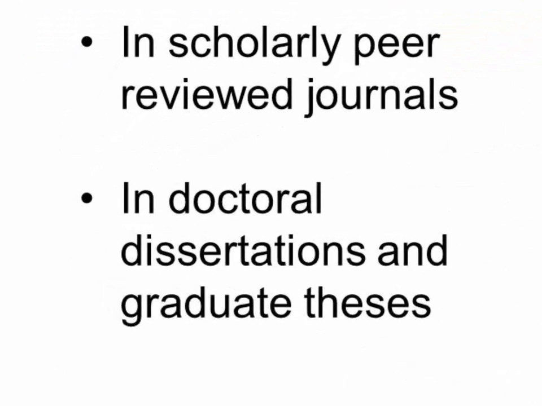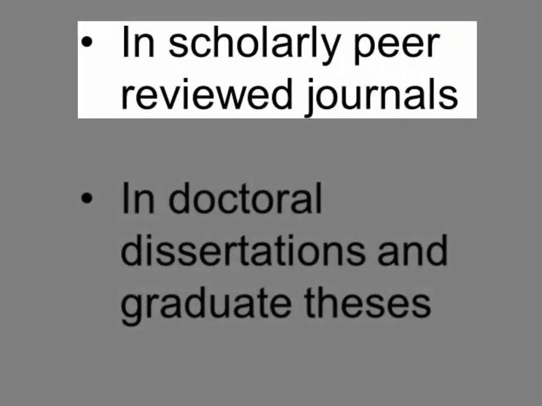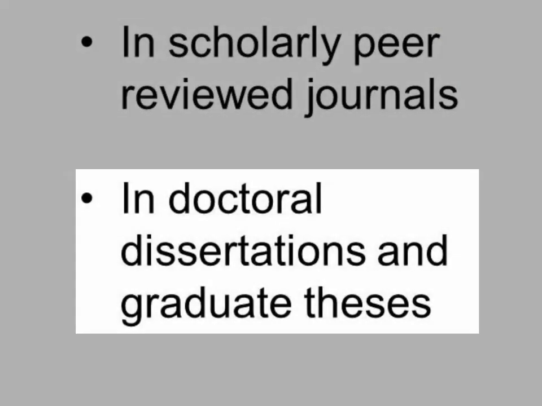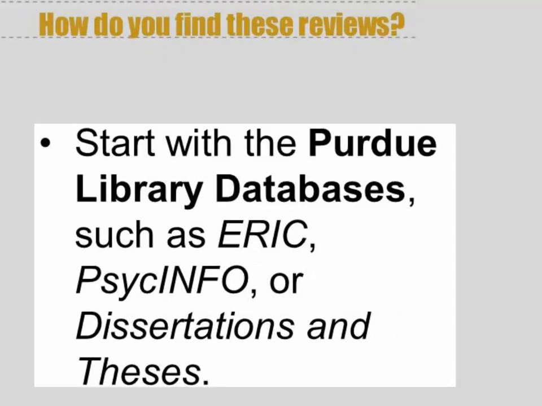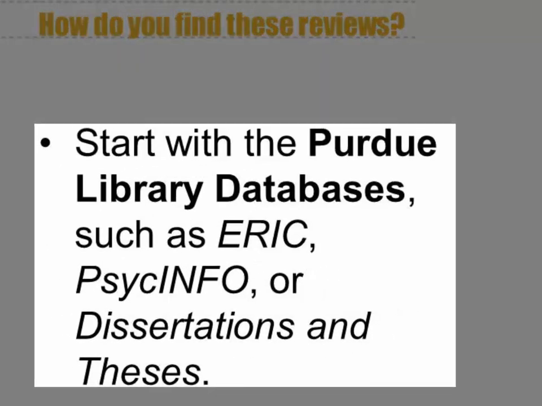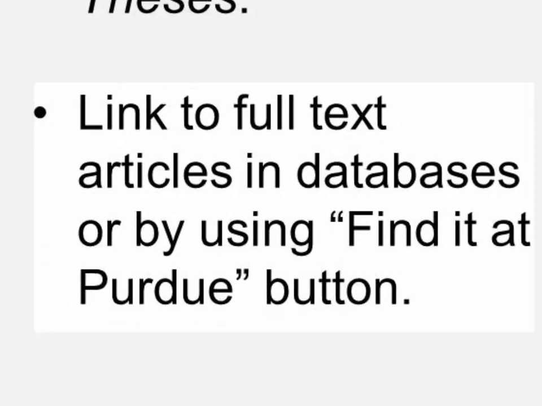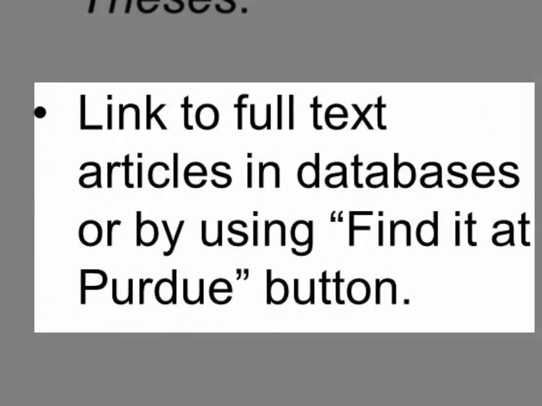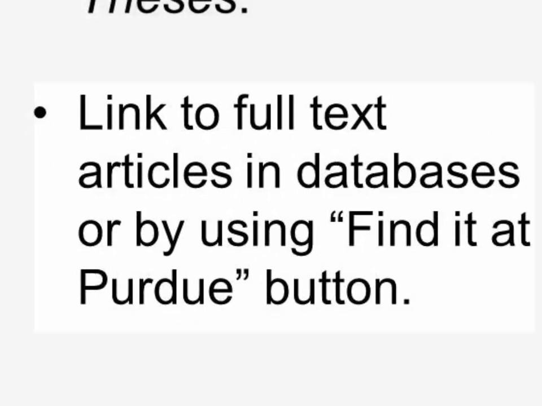Where will you find literature reviews? Well, they're published in scholarly peer-reviewed journals. They're also published in doctoral dissertations and graduate theses. And how would you find these? Well, start with the library databases such as ERIC, PsycInfo, or Dissertations and Theses, and link to the full text of the articles in the databases, or by using the Find It at Purdue button in the databases.